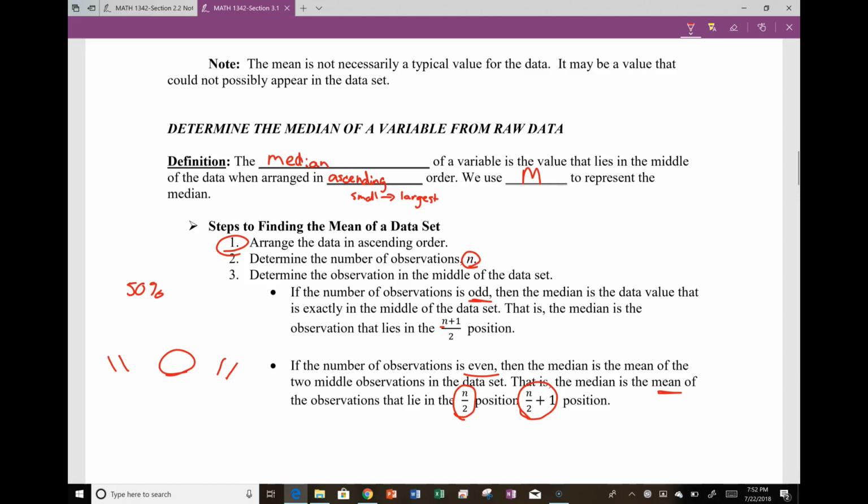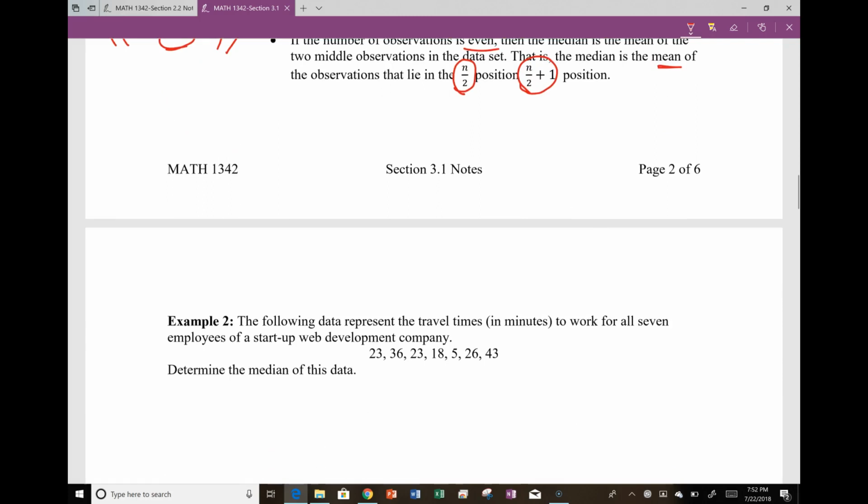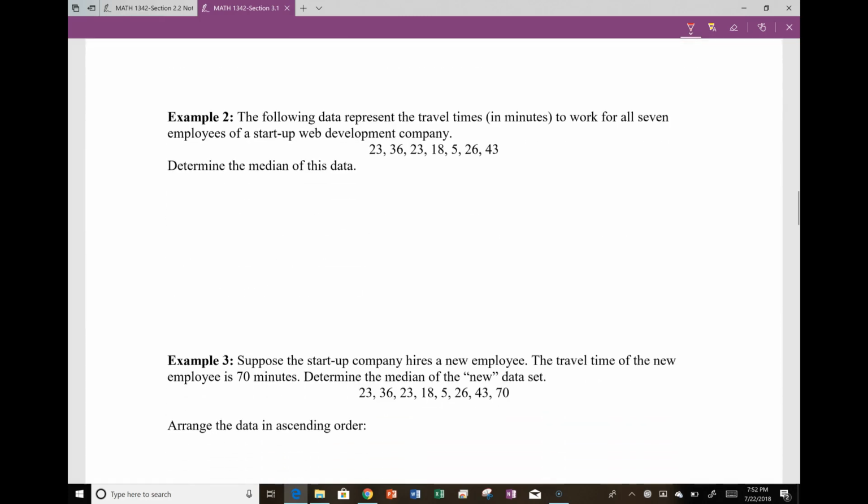So let's look at our data set for our 7 workers. We have the travel times that they commute to work. First thing I'm going to do is put it in order. 5, 18, 23, 23, 26, 36, and 43.